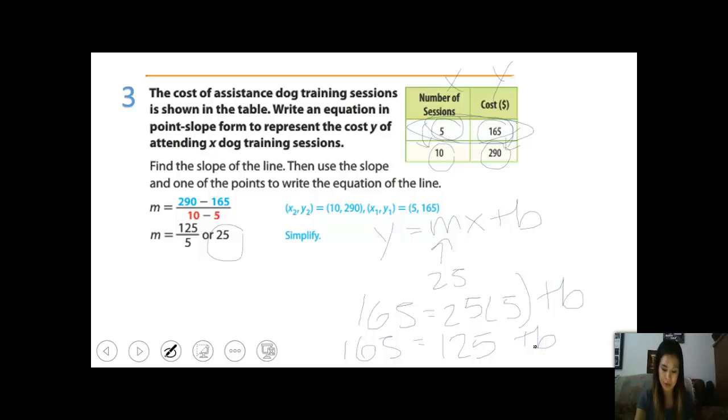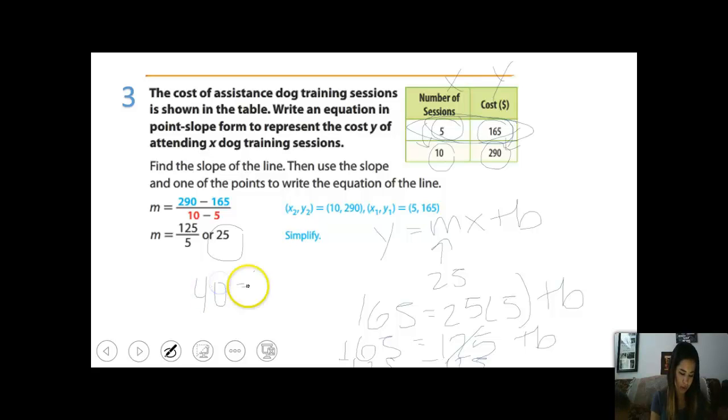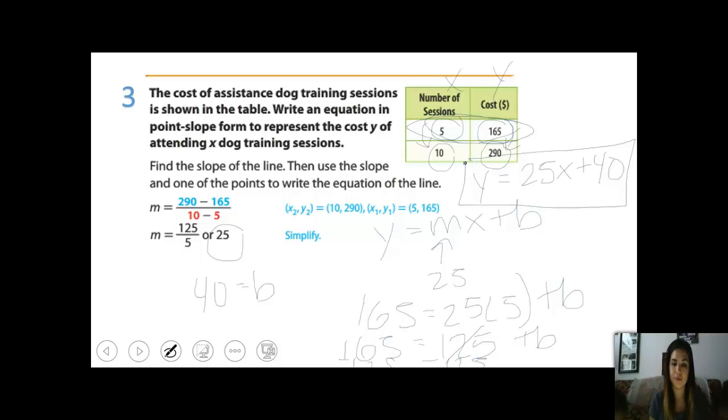And to get rid of it, I'm going to do the opposite, since right now it doesn't have a sign in front, but I know it's a positive. So to do the opposite, I'm going to take away 125. And I'm running out of space, so sorry. But you do it to both sides, and so that gives me 40 is equal to b. So now I have my y-intercept, and now I have my slope. So my final equation is y is equal to 25x plus 40. And that's it.